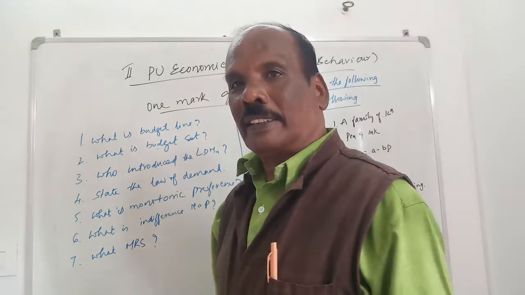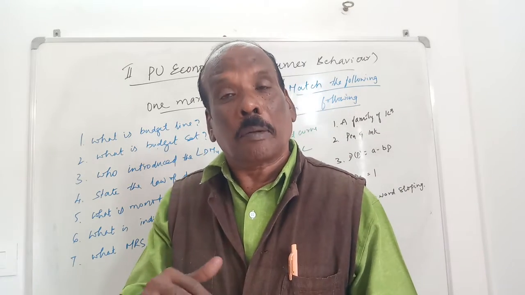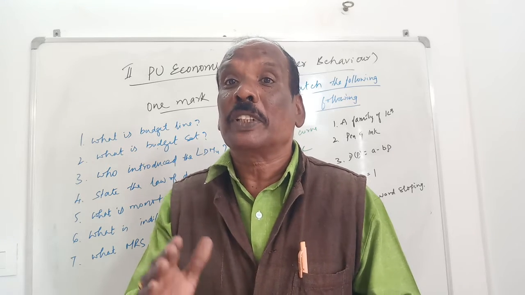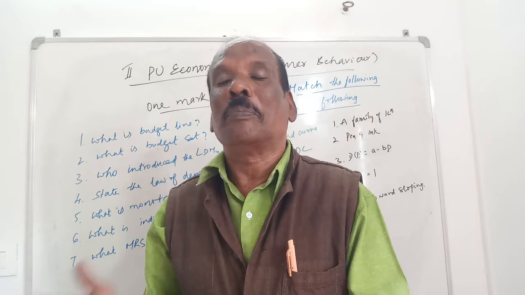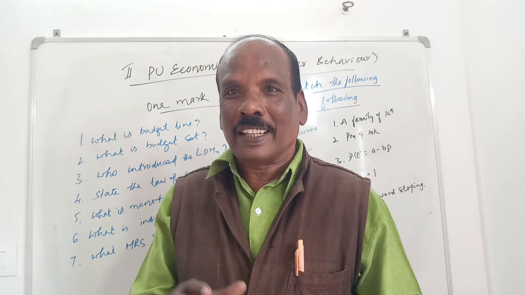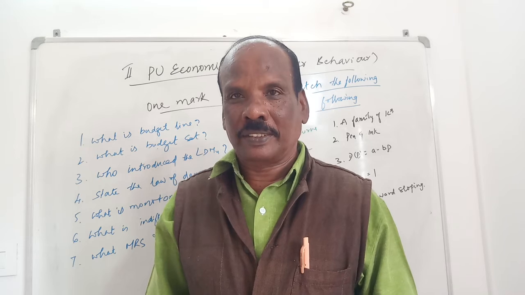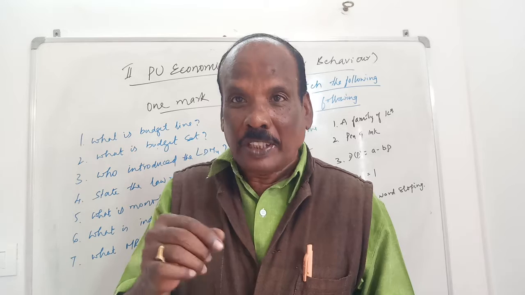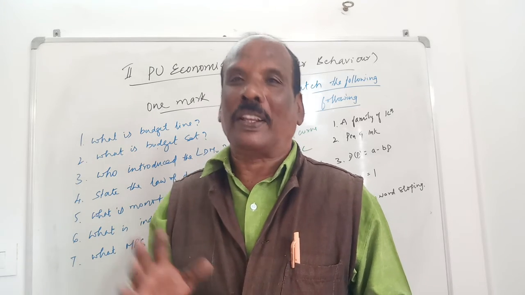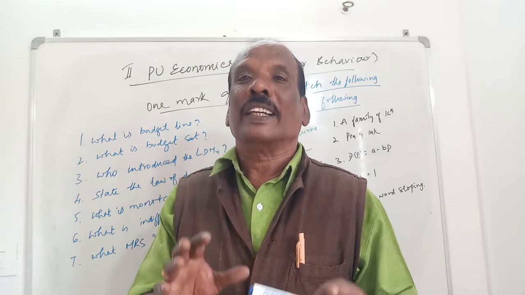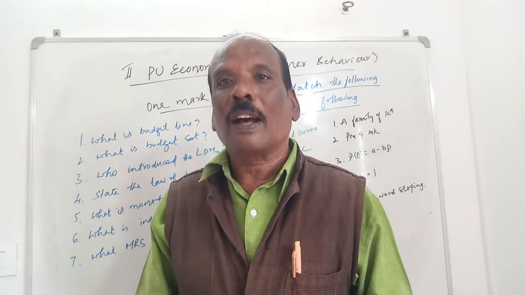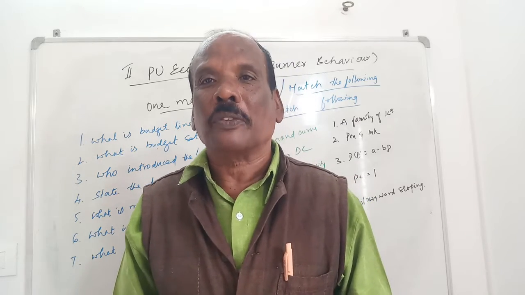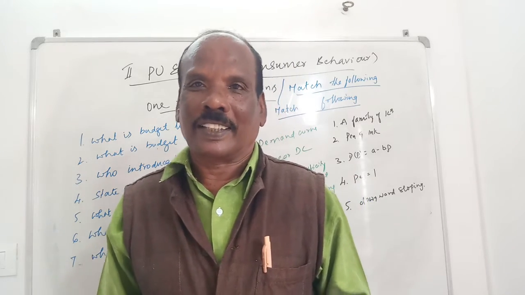What is budget line? Budget line is a graphical representation of different combinations of goods which can be purchased with the given income and at given prices. It is a budget constraint which makes the consumer purchase goods with his income at the given prices. In simple terms, it is a graphical representation of different combinations of two goods which can be purchased by a consumer with his income and at the given prices.